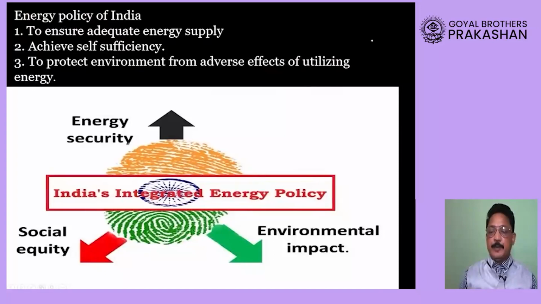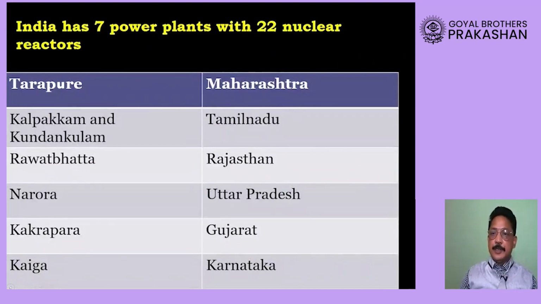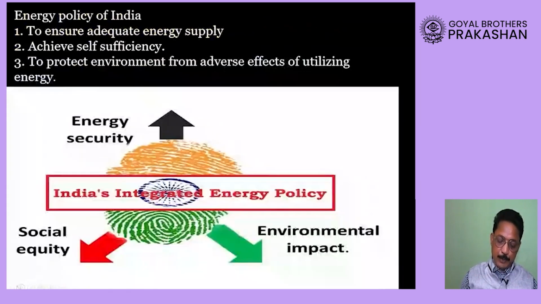Please remember, dear students, that in our country India, we have a total of 22 nuclear power reactors which are distributed in 7 different places. Now, in Maharashtra, the place where nuclear energy is produced is Tarapur. In Tamil Nadu, we have Kalpakkam and Kudankulam. From Rajasthan, Rawatbhata. From Uttar Pradesh, a place called Narora. From Gujarat, a place called Kakrapar. And from Karnataka, a place called Kaiga. These are the places from various states where nuclear power plants are present and nuclear energy is produced.